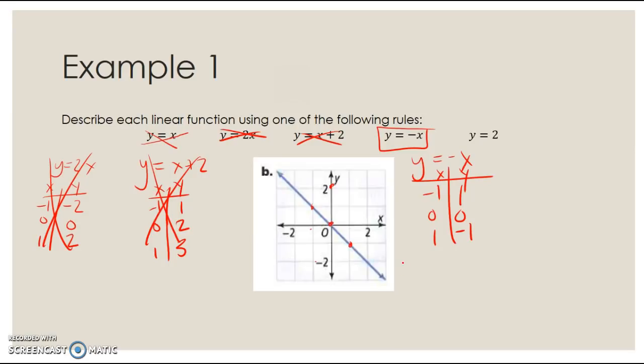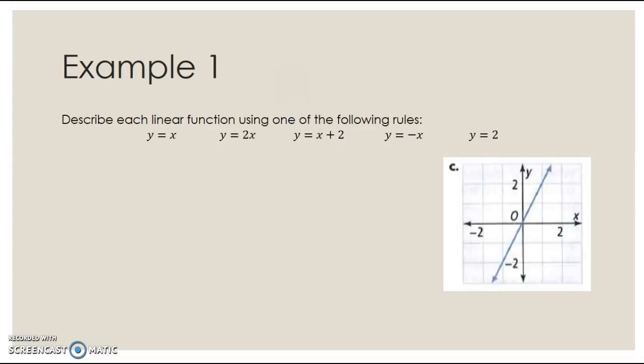And again, if we were to do it equation-wise, b equals 0, m equals, we would go down 1 and right 1, so we'd have -1/1, which equals -1. So we would write y equals -1x plus 0, and then simplify down to y equals -x. But that's how we do the second one.